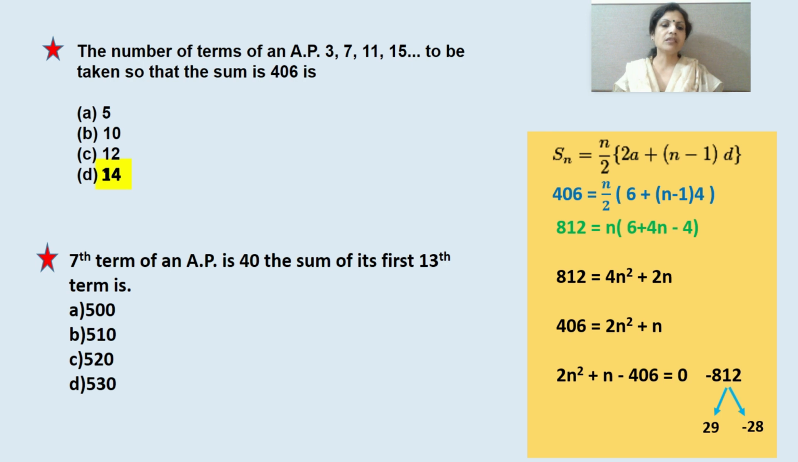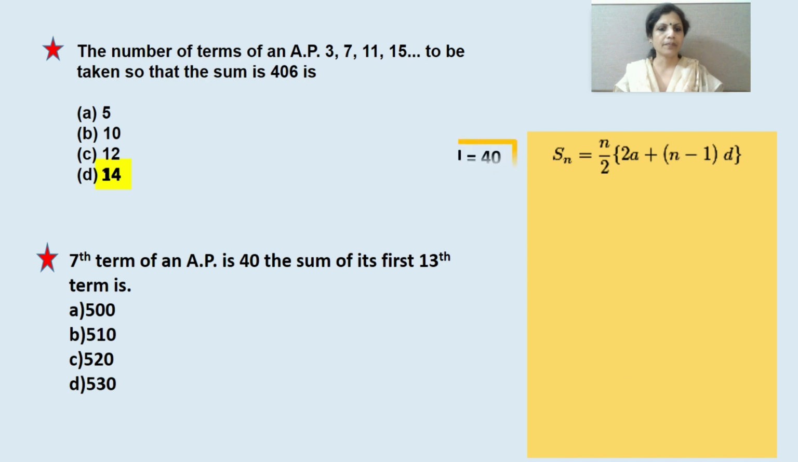Next is: the 7th term of an AP is 40. The sum of its first 13 terms will be? This is another very simple sum. The 7th term of an AP is given to us as 40. And what is the sum of its first 13 terms? So we know, since we are given the 7th term as 40, what is the formula for the 7th term? a plus 6d is equal to 40. Alright, let's write down the formula for S13 because we have to find the sum of 13 terms.